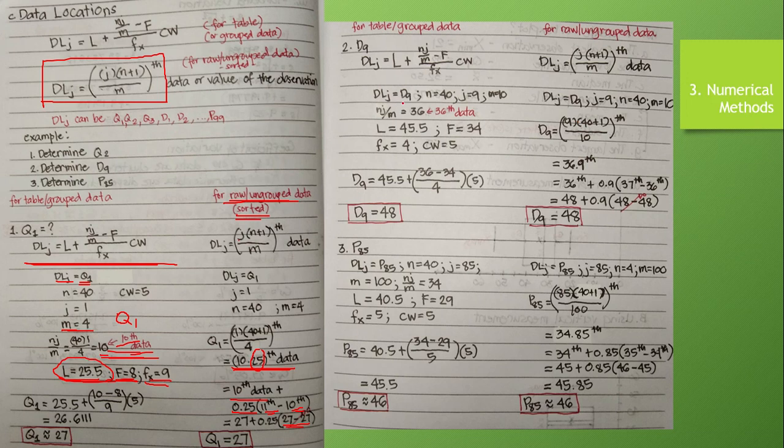Next is for the grouped data. Now, what if we will be calculating for D sub 9? So that's D sub j is D sub 9. L is where n j over m's data is located. So our j is 9 multiplied by n divided by m. That would result to 36 data. Therefore, we will be using the lower class boundary where the 36th data is located.